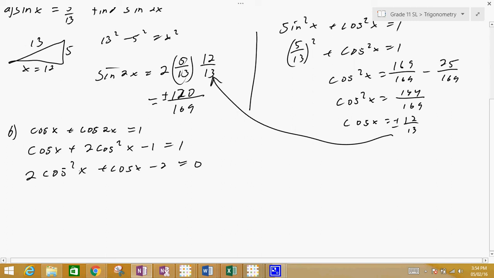Now we go back to what we've done in the past, where we say let cosine x be equal to u, or some letter. So 2u squared plus u minus 2 is equal to 0. Solve the quadratic, then sub cosine x back in, and then solve for x.